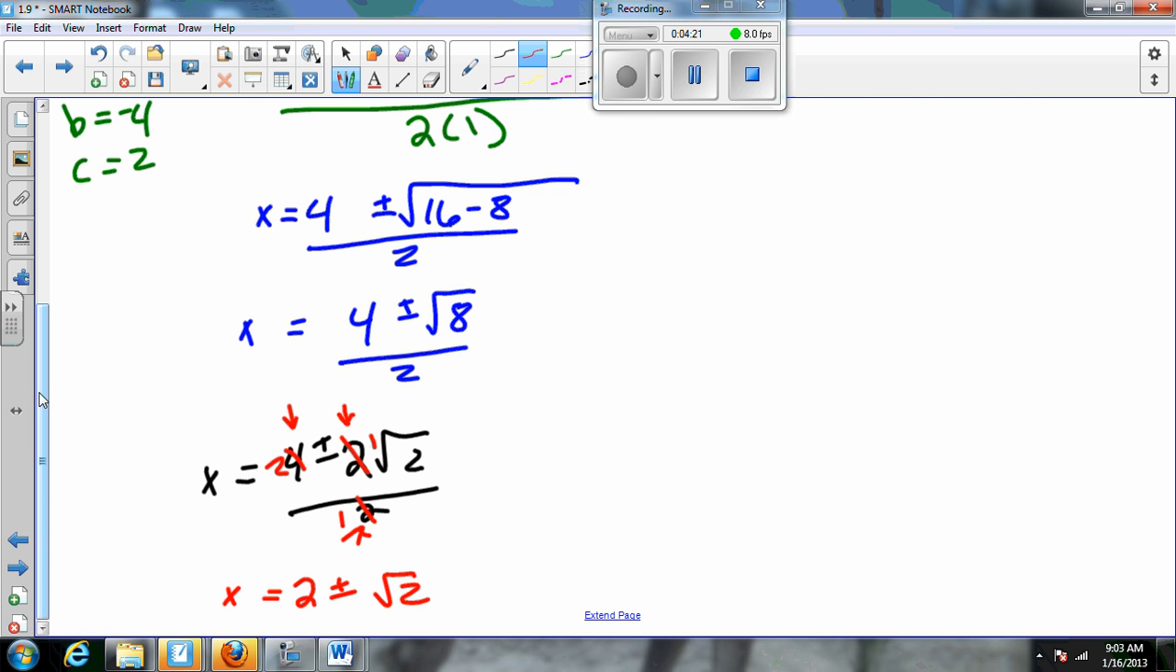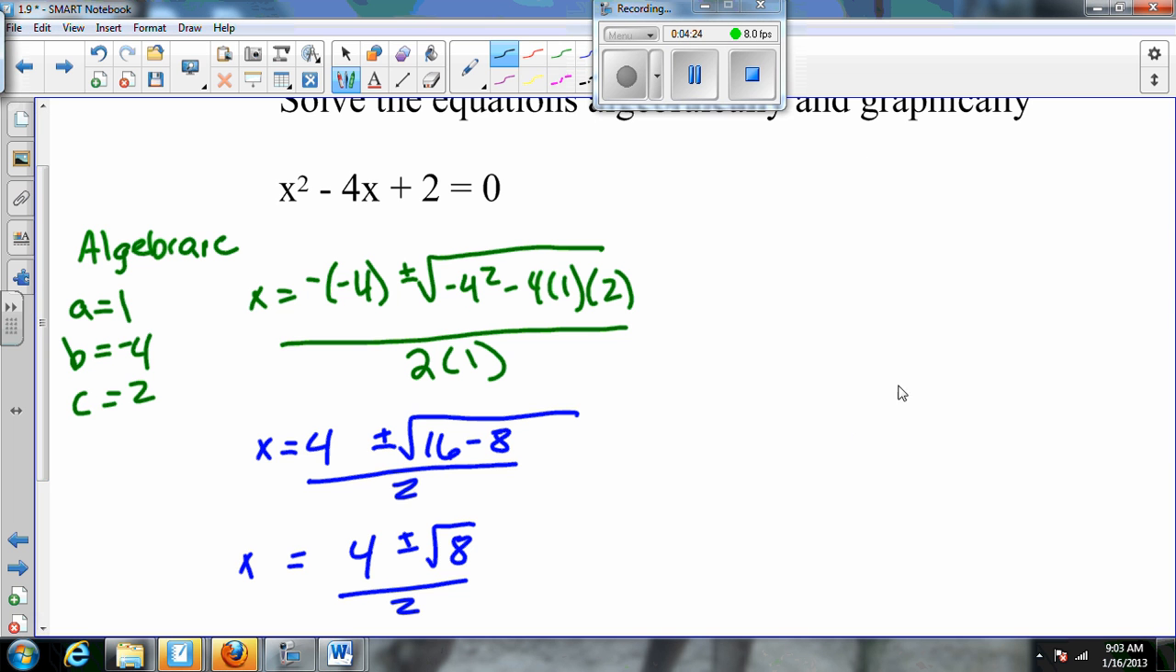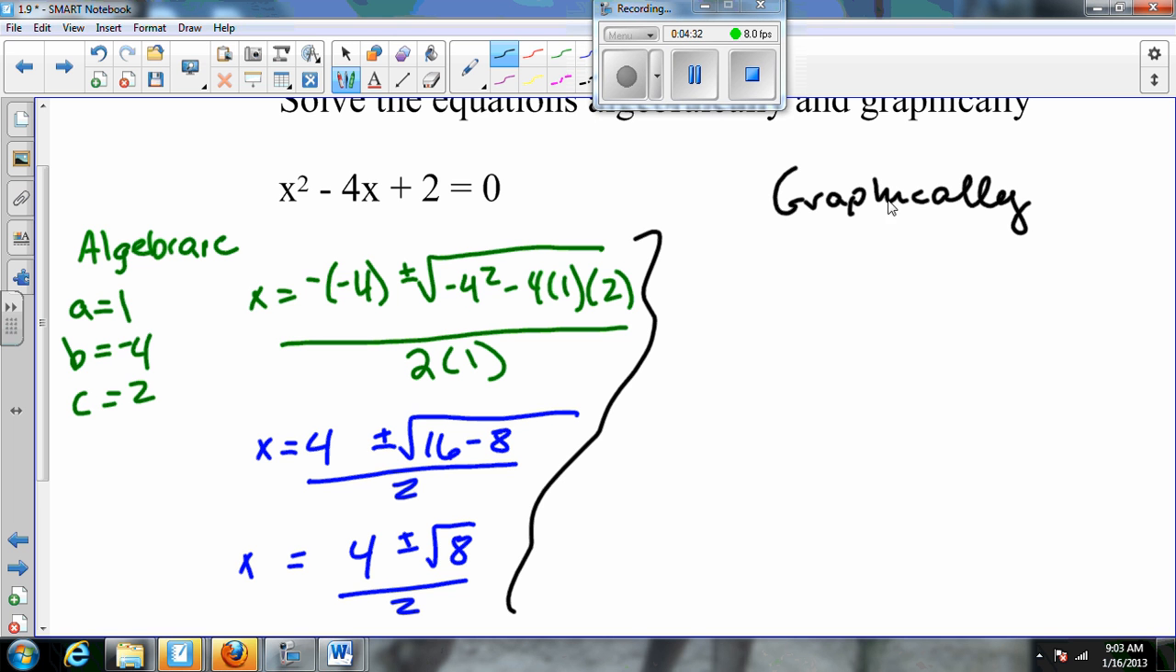Okay, if we were to do this graphically, we could just plug it into the graphing calculator and find the x-intercepts. If you had to do this by hand, you'd find the x value of the vertex, negative b over 2a. This goes to 4 over 2, which is 2. Plug in 2 for x to find y.